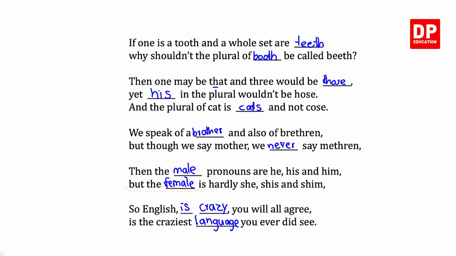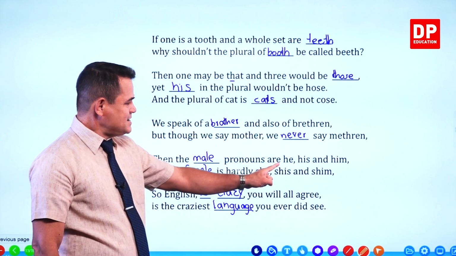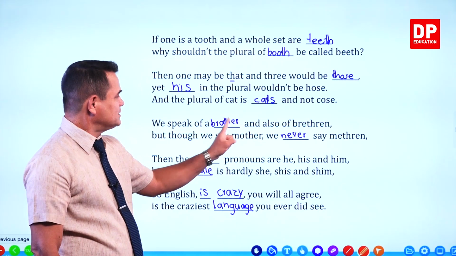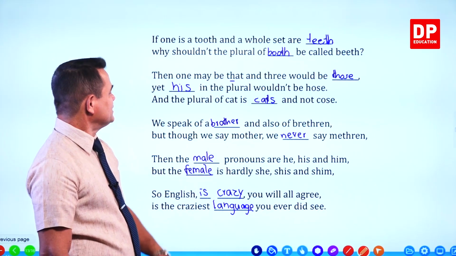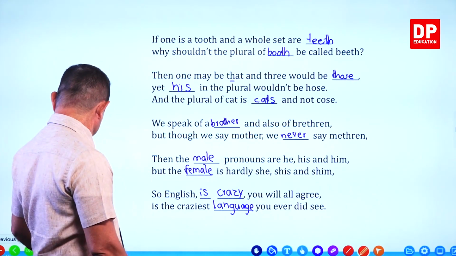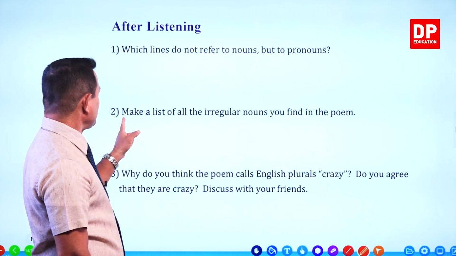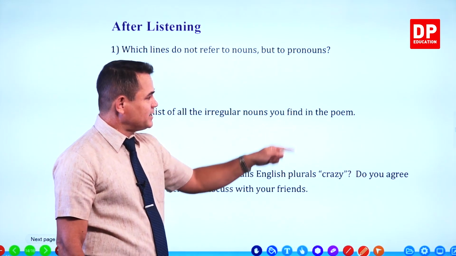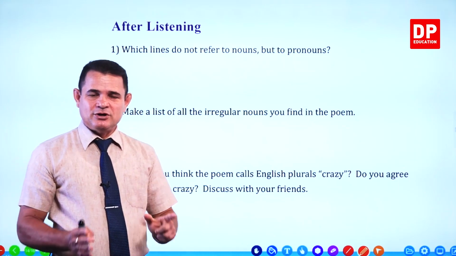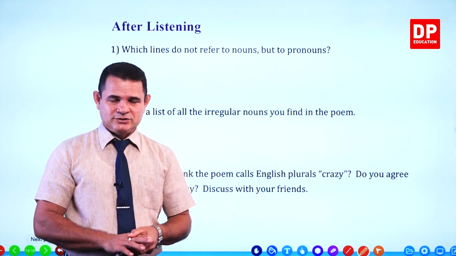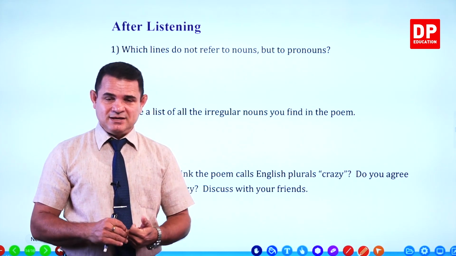මෙන්න මේ lines දෙක. මෙතන he, his, him ඒ pronouns නේ. මේ අනිත් ඒවායේ තියෙන nouns. Mother, cat නේ ඔක්කොම, that is pronoun. Right? And the next question, make a list of all the irregular nouns you find in the poem. Now you have to make a list of all irregular nouns. You understood? We discussed at the beginning.